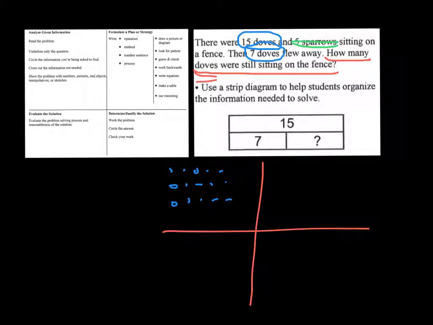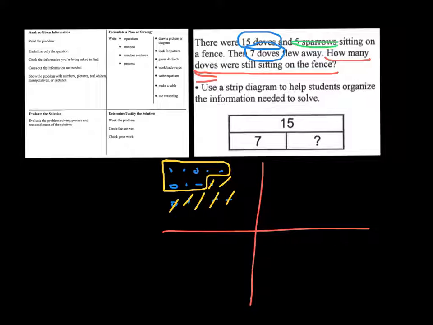And 7 doves flew away, so if I was doing this problem, I would go back and maybe cross out 7. So maybe 1, 2, 3, 4, 5, 6, 7. And then maybe circle what was left. Okay. You may think this is kind of solving the problem, but it just gets us started thinking about it. But you're exactly right. Using this strategy could help a student solve the problem as well.